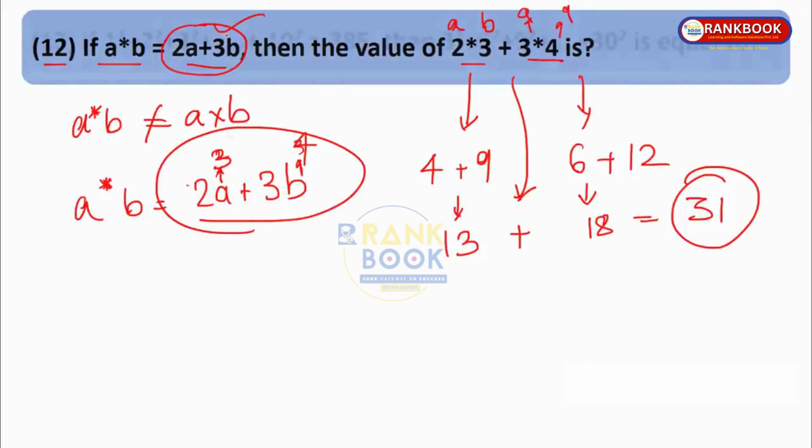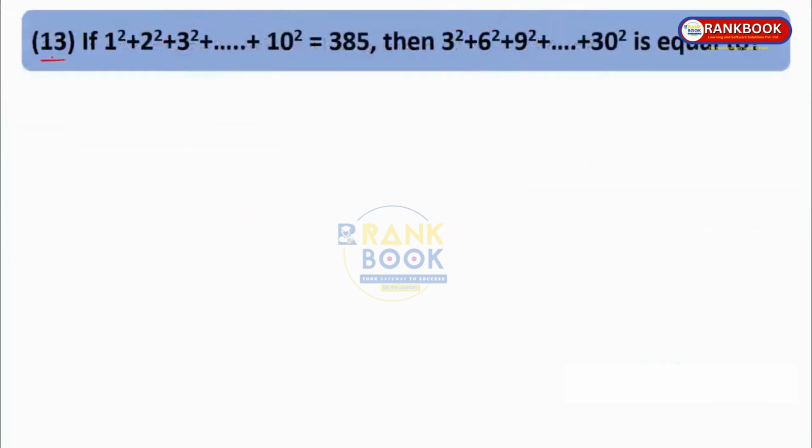Moving to next question. Question number 13. If 1 square plus 2 square plus 3 square plus up to 10 square is 385, then 3 square plus 6 square plus 9 square up to 30 square is equal to, now you might think that this is very difficult and lengthy, but actually it is not. Whenever they give something and then they ask to find something else, it makes our life very, very easy and simple, because on twisting this or this, we'll be able to get the answer.